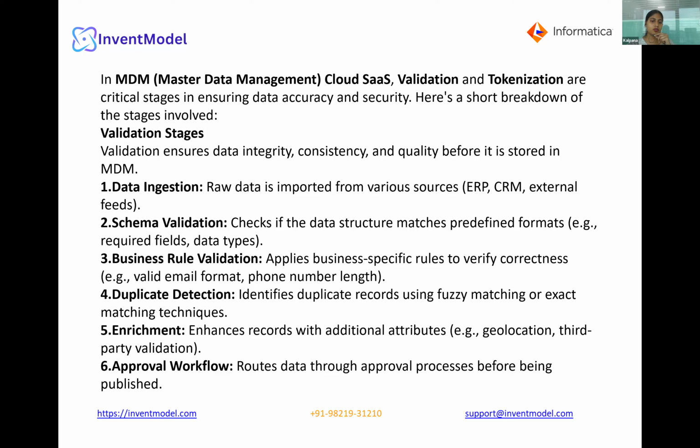Then we move to the enrichment. Here we enrich the records with additional attributes like geolocation or third-party validation. After that, we move to the approval workflow. For that, we route data through approval processes before being published. We first do the approval for the processes before being published to another process. So these are the stages for the validation. Move to next slide, please.